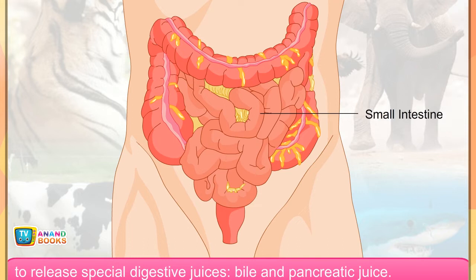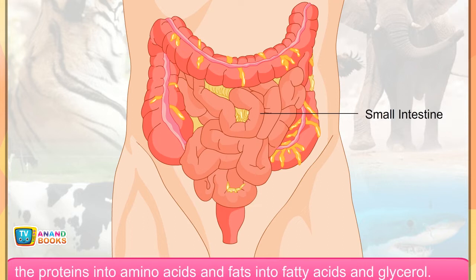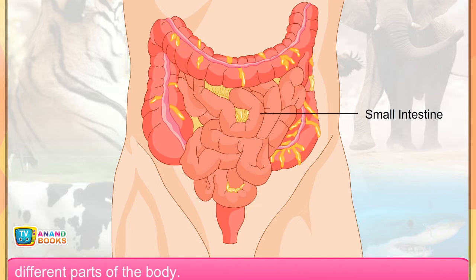The bile juice helps in the digestion of fats. The pancreatic juice helps in the digestion of carbohydrates and proteins. The carbohydrates are broken down into sugar, the proteins into amino acids, and fats into fatty acids and glycerol. The absorption of these molecules takes place in the small intestine. The absorbed nutrients then pass through the bloodstream to the liver, from where they are transported to all the different parts of the body.